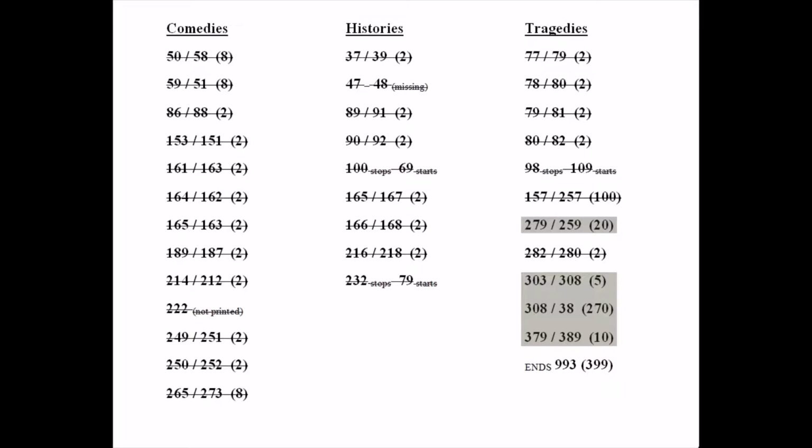279 and 259 have a difference of 20. 303 and 308 have a difference of 5. 308 is printed as 38, which is a difference of 270. And 379 and 389 have a difference of 10. The folio ends on what should be page 399. It's printed as 993, which is 399 reversed or read right to left, which is what I did with these last 4 numbers.